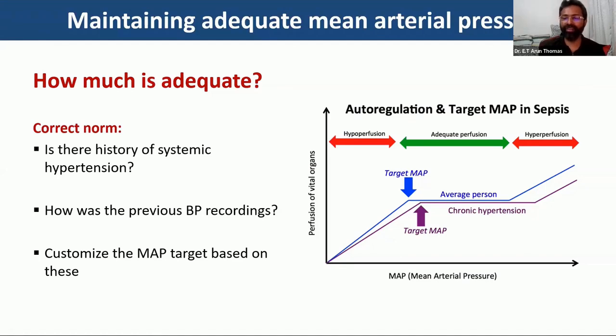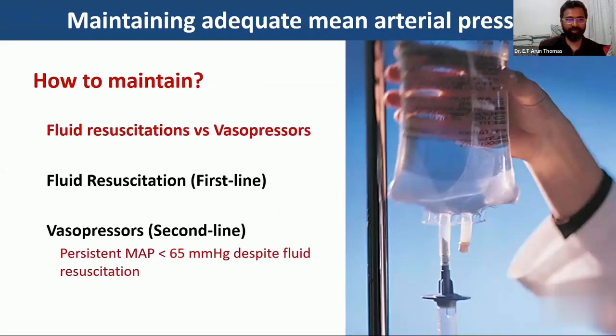This auto-regulatory curve shifts to the right if there is chronic hypertension. If there is chronic hypertension, 65 millimeters of mercury is not adequate for kidney perfusion because it falls below the auto-regulatory zone. So if the patient has systemic hypertension, we have to keep a higher target. The higher the baseline BP, and if the patient is chronically hypertensive with all recordings very high, please maintain a MAP of 70 or 75. So that is one thing which is often not followed, especially when the patient is in the ICU. We forget that the patient previously had chronic hypertension.